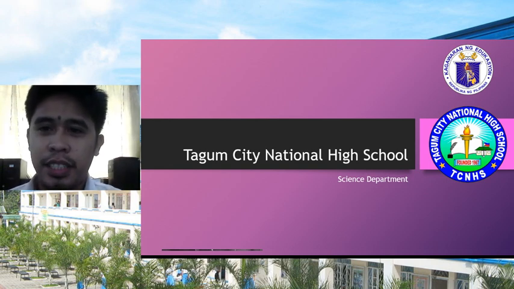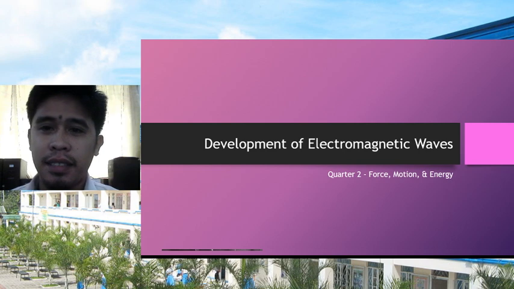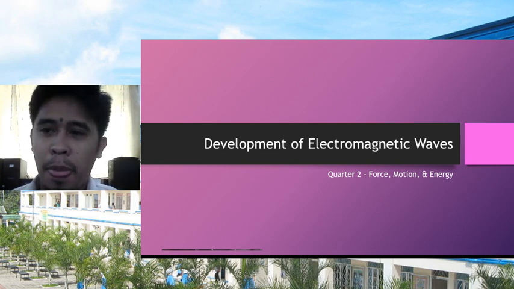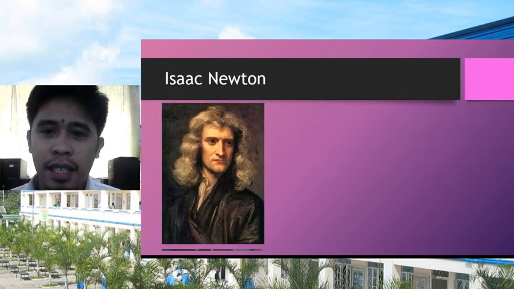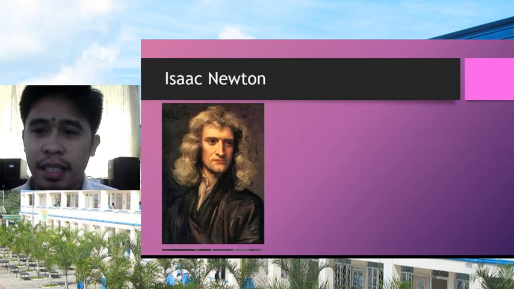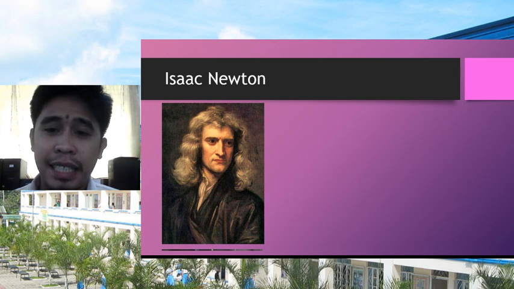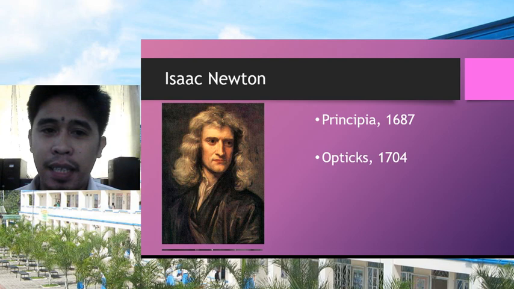Today, we will explore the evolution of ideas about electromagnetic waves. We begin our journey during the 17th century in the days of Isaac Newton. He published several works, including the famous Principia and Optics. Principia in 1687 and Optics in 1704.